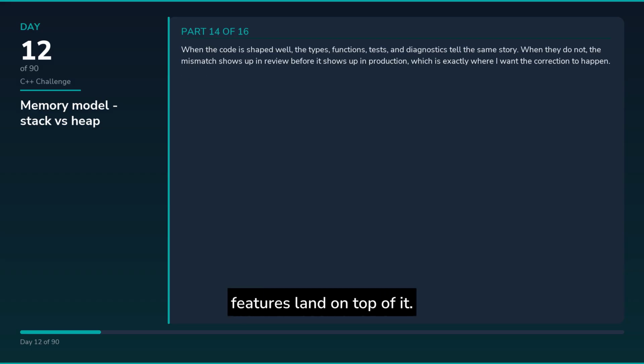When the code is shaped well, the types, functions, tests, and diagnostics tell the same story. When they do not, the mismatch shows up in review before it shows up in production, which is exactly where I want the correction to happen.